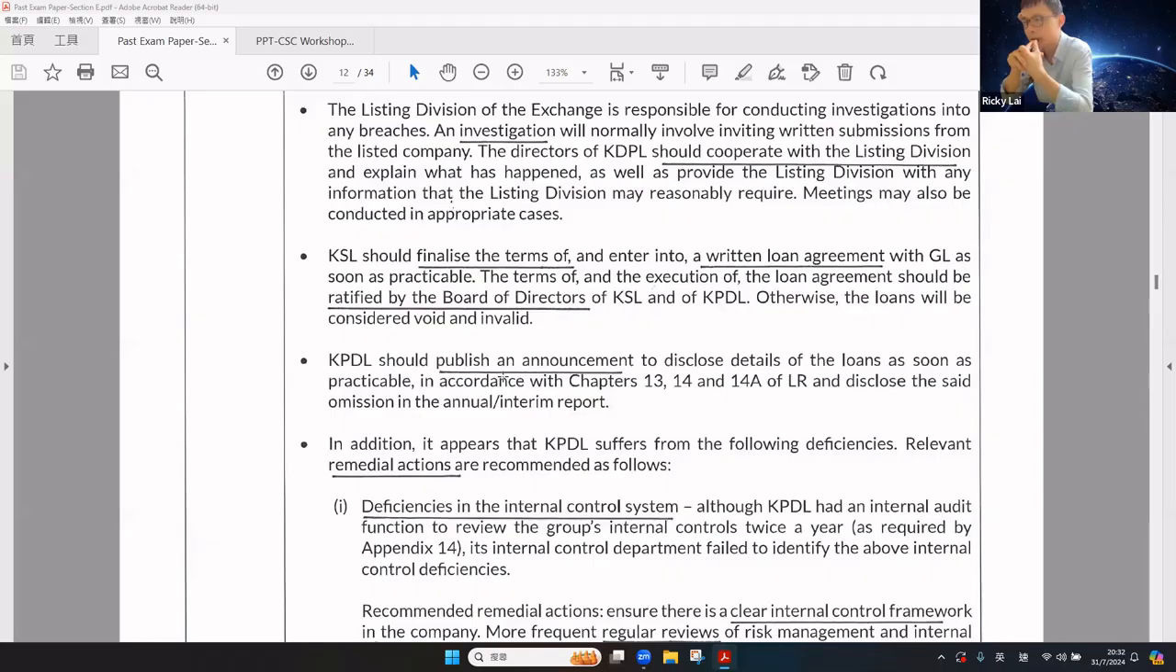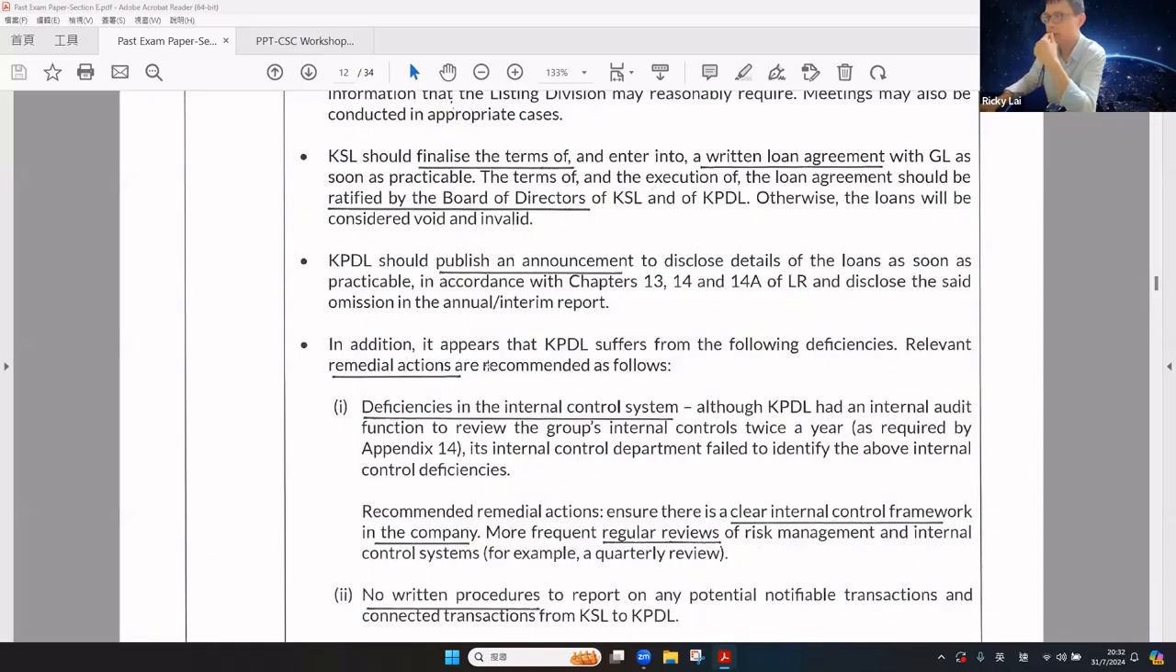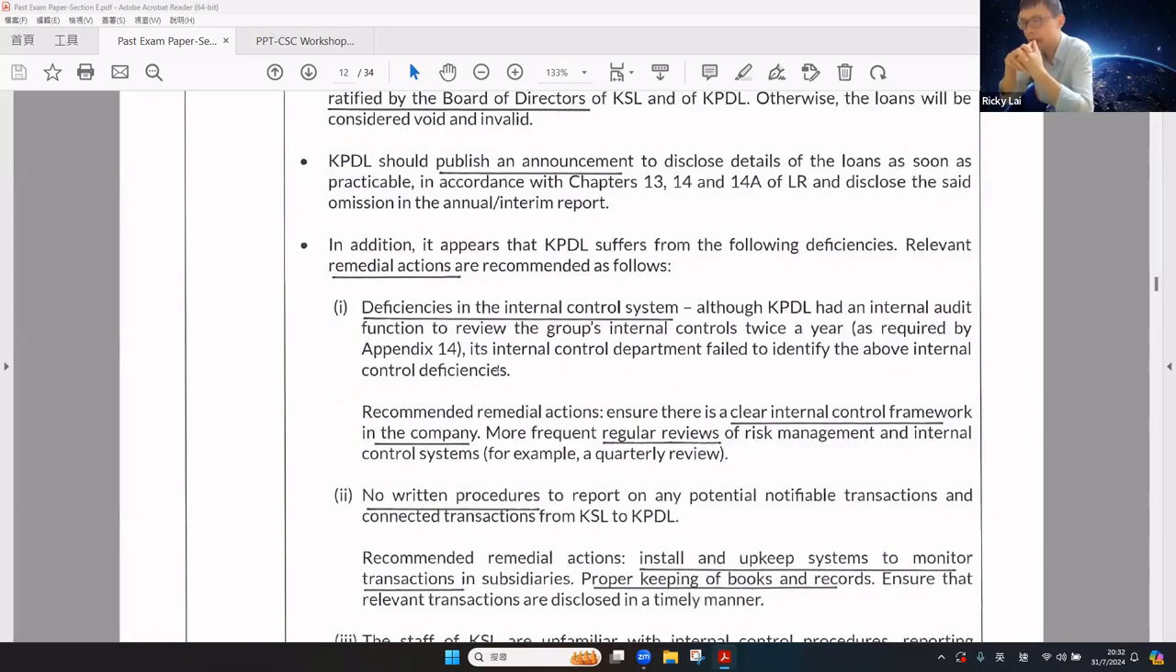Because the compliance covers Chapter 13, 14, and 14A of the listing rule, and disclose the omission in the annual report and interim report. This appears that the listed company suffers from the following deficiency, so that we can recommend some CG solution, that is corporate governance, so that remedial actions are recommended to the listed company and the board.